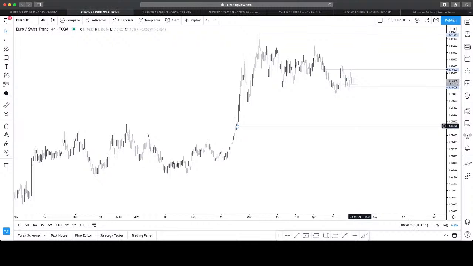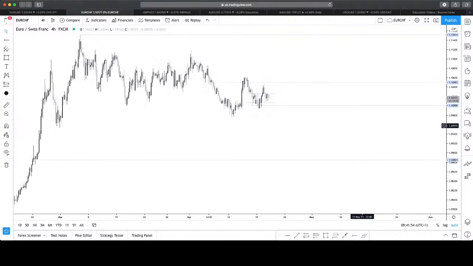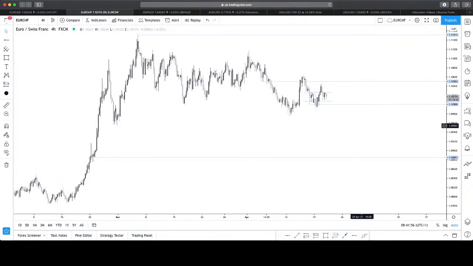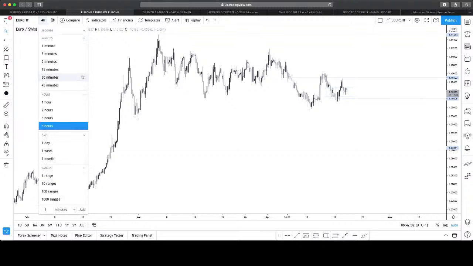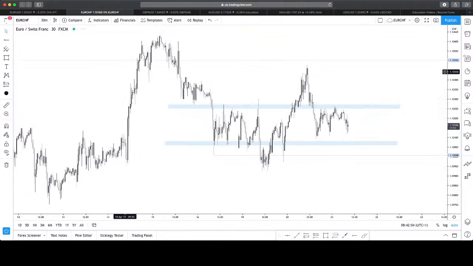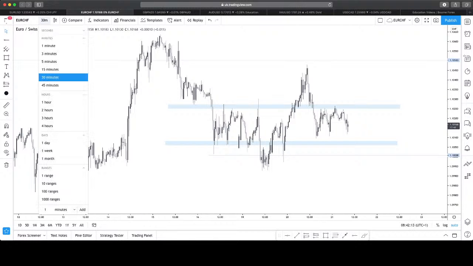There are various areas that we can look to scale in should that happen, but to be honest, we need to get below before we even bother looking into potential areas to enter. Until that happens, there's nothing we can do. Longs above, again, I probably wouldn't bother taking a long for the sake of the 20 pips. It just doesn't seem overly worthwhile.